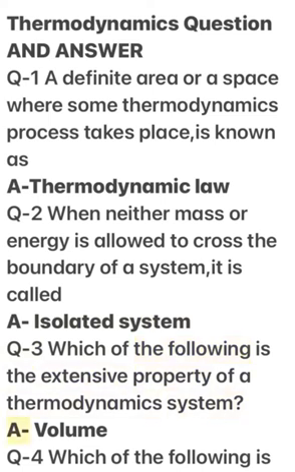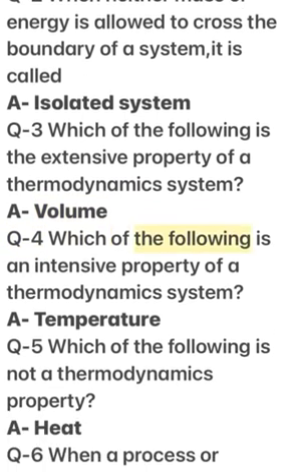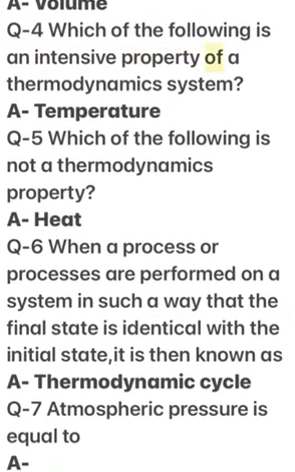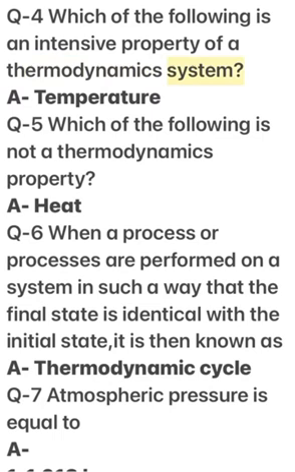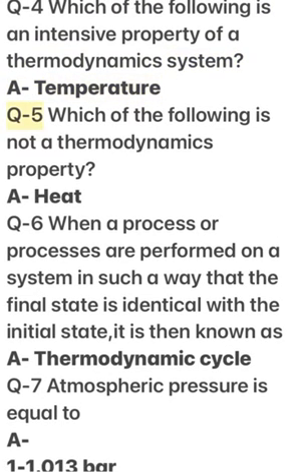A. Volume. Q4. Which of the following is an intensive property of a thermodynamic system? A. Temperature. Q5. Which of the following is not a thermodynamic property? A. Heat. Q6. When a process or processes are performed on a system in such a way that the final state is identical with the initial state, it is then known as a thermodynamic cycle.